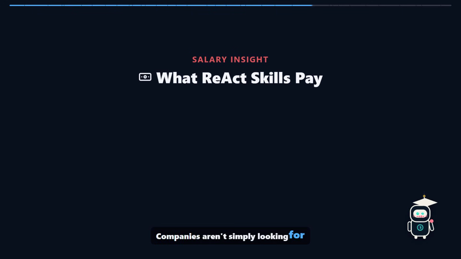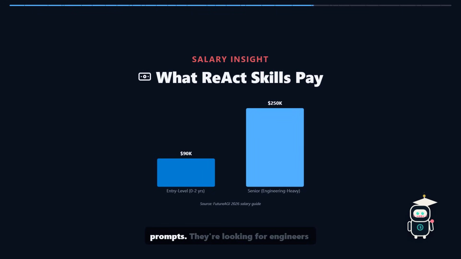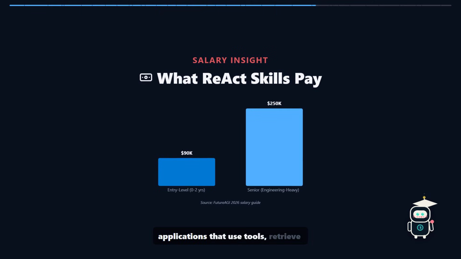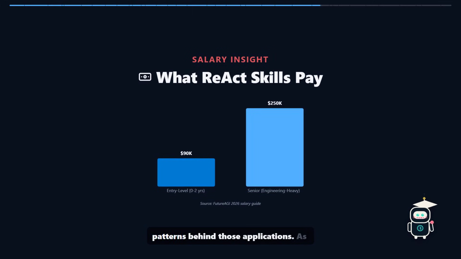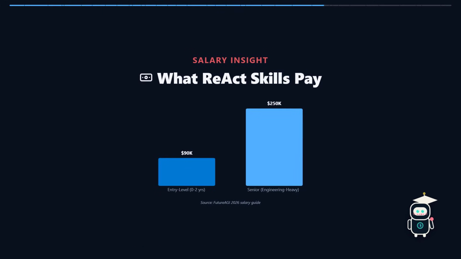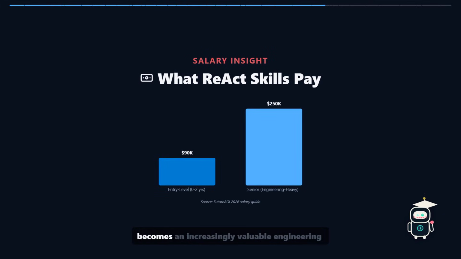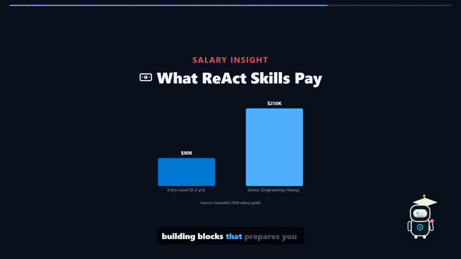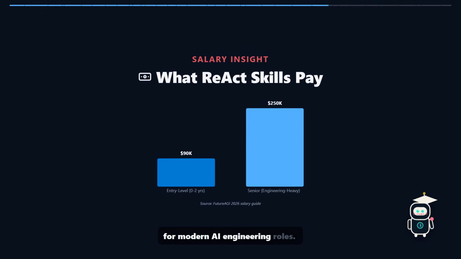Companies aren't simply looking for people who can write clever prompts. They're looking for engineers who can build reliable AI applications that use tools, retrieve information, integrate with business systems, and handle failures safely. ReAct teaches one of the foundational patterns behind those applications. As organizations deploy more AI into production, understanding how agents reason, call tools, and make decisions becomes an increasingly valuable engineering skill. It's one of the building blocks that prepares you for modern AI engineering roles.